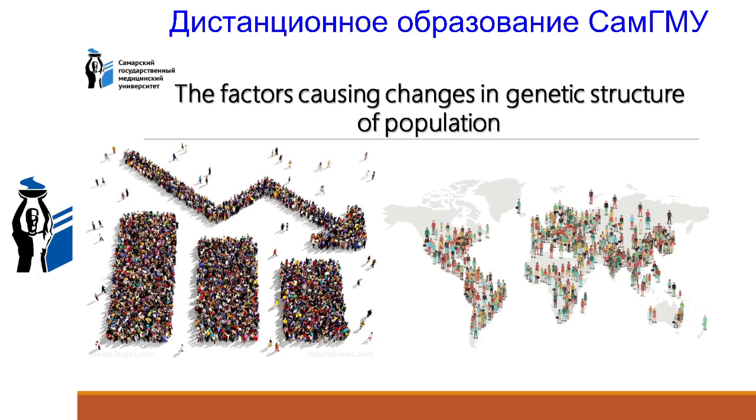With artificial selection, the genetic structure of the population changes according to the characteristics for which the selection is carried out.